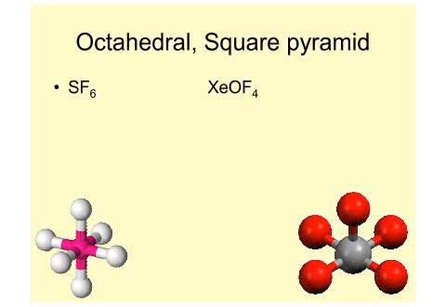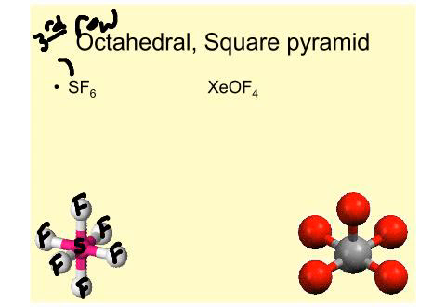Octahedral and square pyramid. Octahedral, what happens here is we have the S in the middle and 6 F's. Now, in order for this shape, or anything like this shape, to happen, S needs to be, again, on the third row or below, and it is. And SF6 would be octahedral, and that's what this shape would look like.